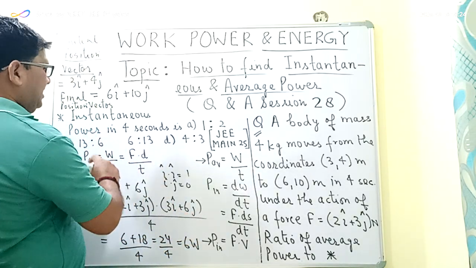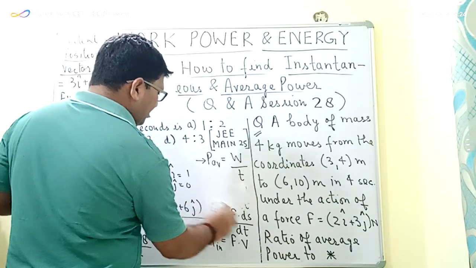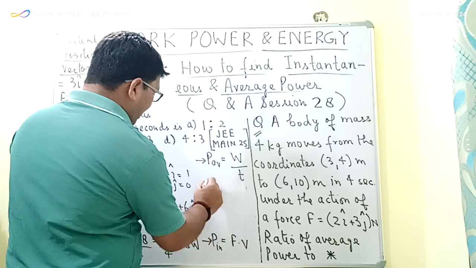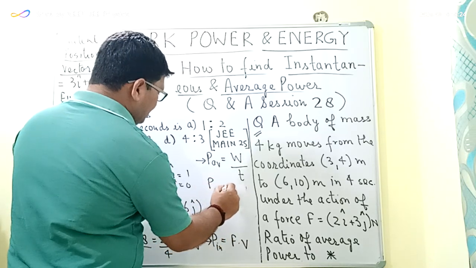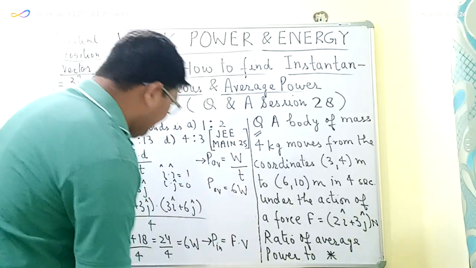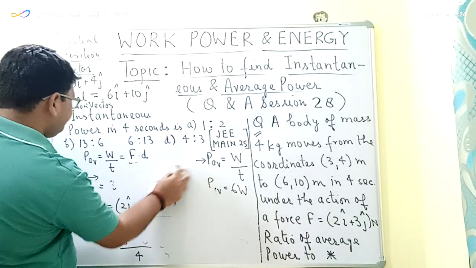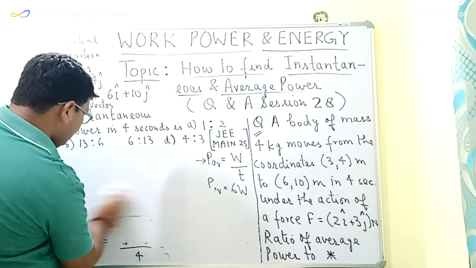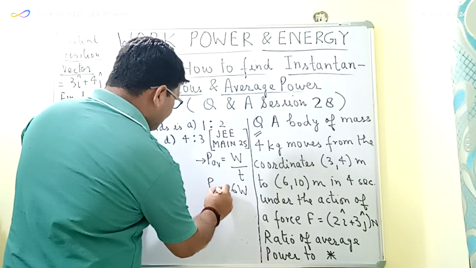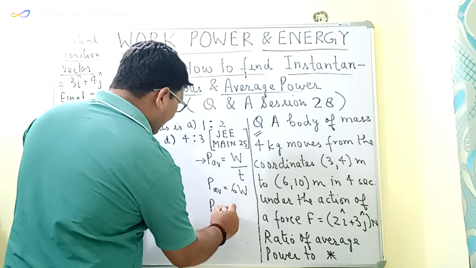So I will be just writing its value. Average power is equal to 6 watt. Now we have to find the value of instantaneous power. Now instantaneous power, as we have just discussed, this is equal to F dot V.